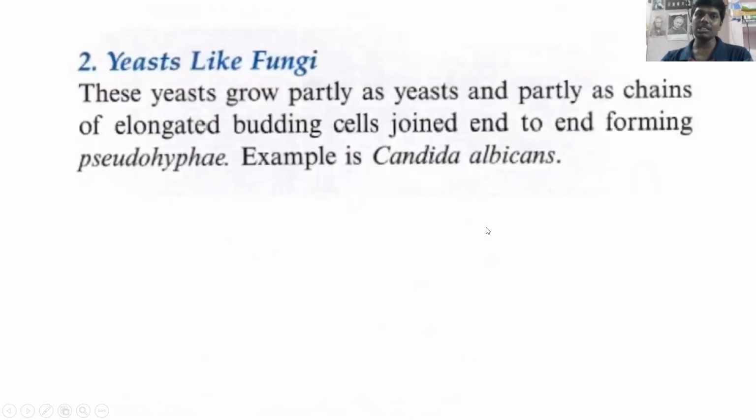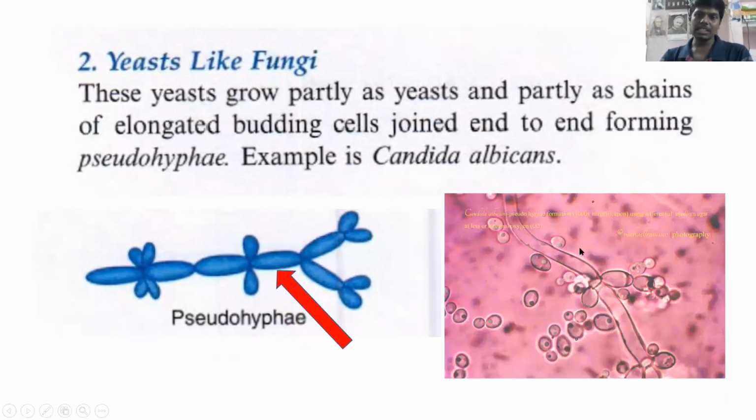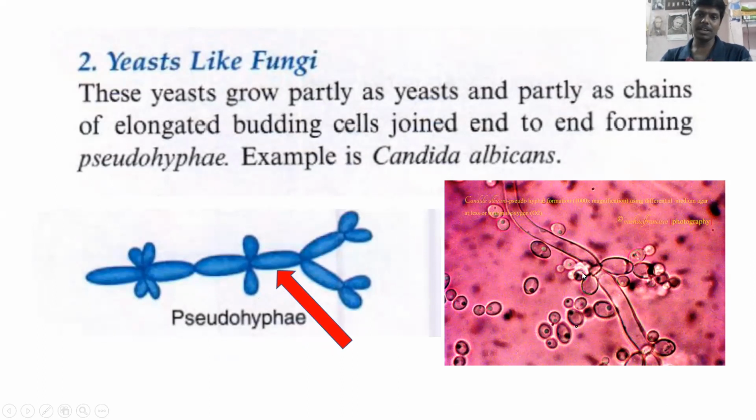Then the second one is yeast-like fungi. These yeast-like fungi have a small hyphal-like structure, but that is not a true hypha, and that is called pseudohyphae. So the presence of pseudohyphae is a characteristic feature of yeast-like fungi. The best example is Candida, and this is the pseudohyphae, and these are the yeast cells. Then this is the microscopic image of the pseudohyphae.